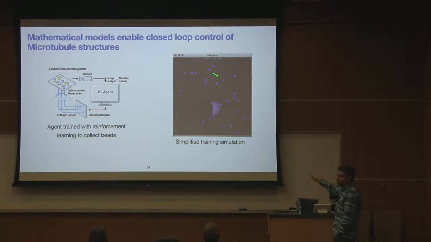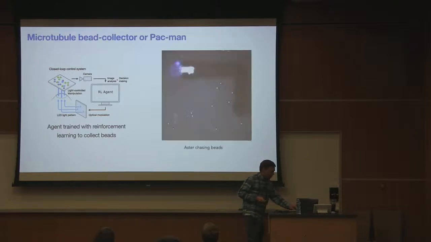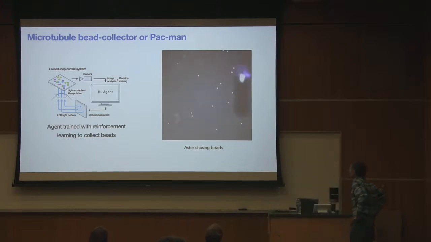So we train it on this simulation, where we're trying to train the RL agent to use light to move around and collect a bunch of beads. And we've been able to implement this experimentally. So now you're going to see our little active matter person. This is a bunch of microtubules, and that's the computer-controlled light. What the computer is doing is trying to move this light disk around to collect all the beads. And you see it does an okay job, it makes some mistakes, like it misses this one.